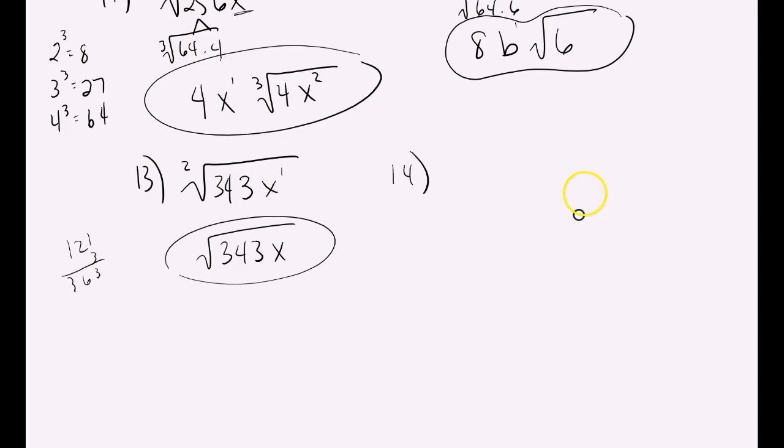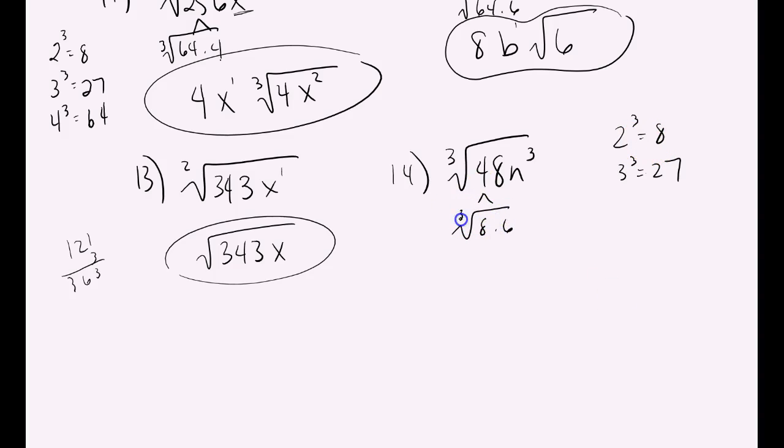Number 14, the cubed root of 48 to the third. Okay, so we're doing cubed roots, so let's go back to this list. I'm going to stop there because those are the only two smaller than that, right? 8 does go into 48 6 times, right? So the cubed root of 8 is 2. The cubed root of 6 is the cubed root of 6. It won't break down. So it looks something like that.